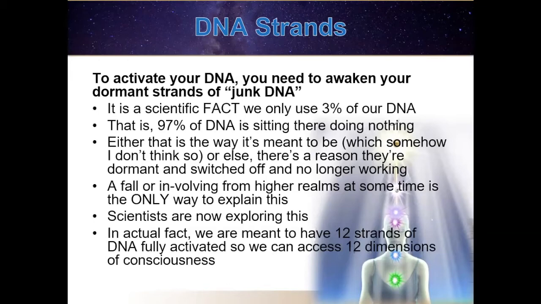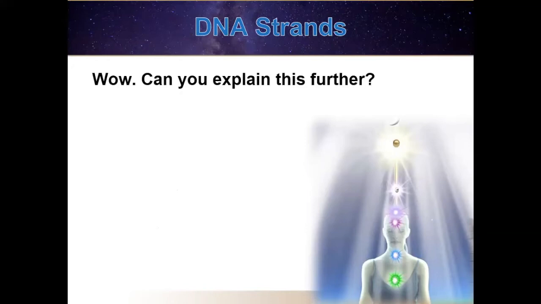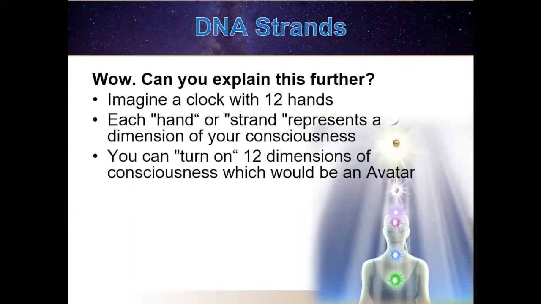Because in actual fact, we are meant to have 12 strands of DNA fully activated so we can access 12 dimensions of consciousness and really access those higher dimensions. So, wow, can you explain this further? Now, here's how you can do this. Imagine a clock with 12 hands on it. And each hand or strand represents a dimension of your consciousness. And you can turn on 12 dimensions of consciousness, which would be an avatar.